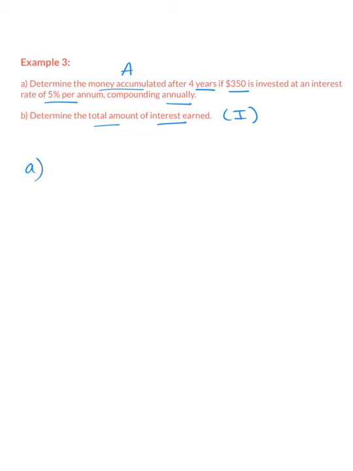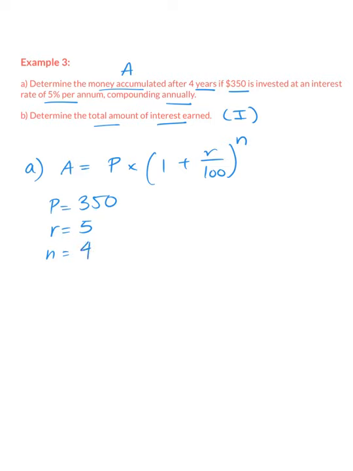First of all, we're looking for A, and we know that A equals P times (1 plus R over 100) to the power of n. We need to find what P, R, and n are. P is the initial value, so that's $350. R is the interest rate, so that's 5, and n is the period, which is 4 years. If we substitute these into our rule, it's 350 times (1 plus 5 over 100) to the power of 4.